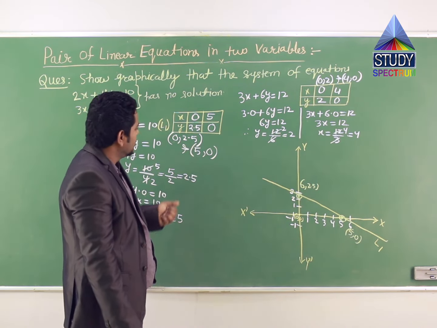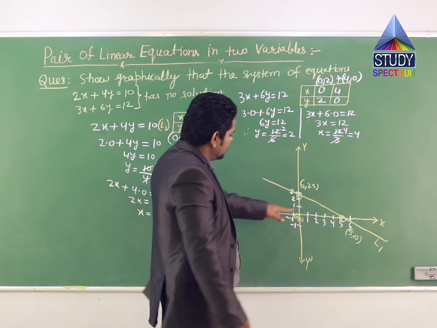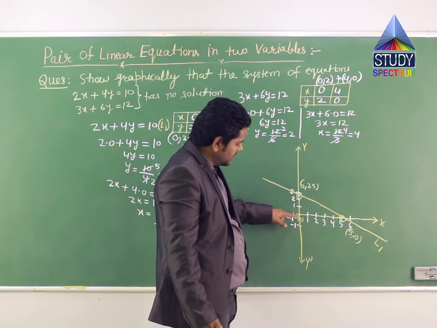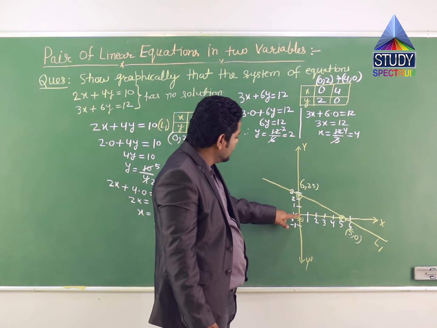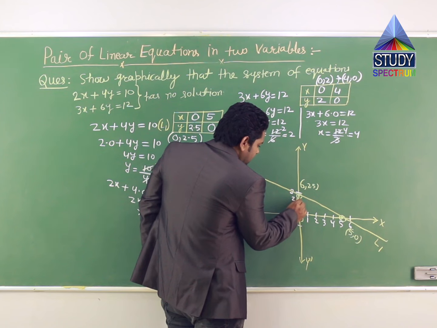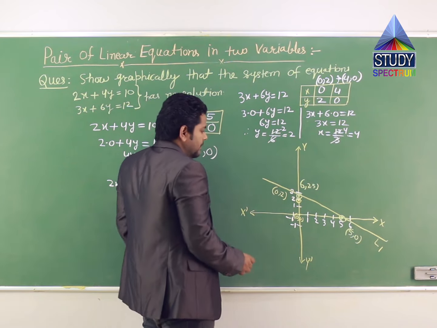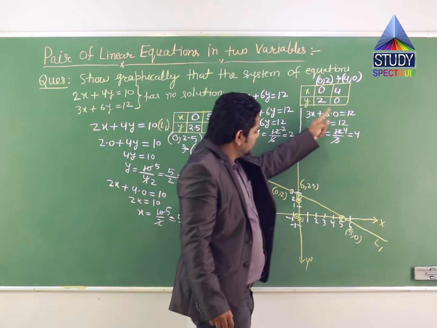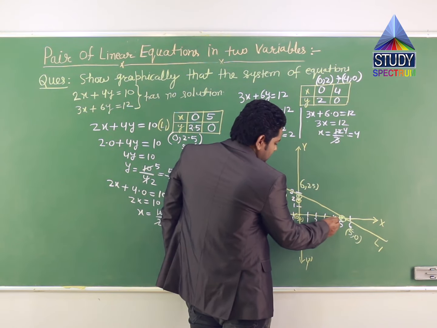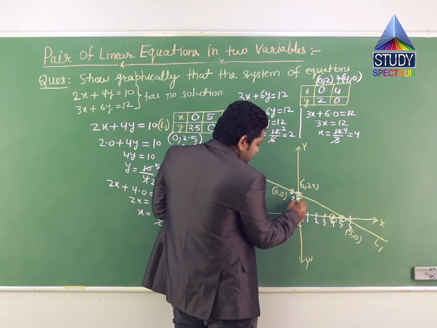Now come to the L2 line. The first point is 0, 2. We have not moved any units in the x direction, so we are still here, and 2 units in the y direction, so 1, 2. So this particular point is 0, 2. Now the second point is 4, 0. 1, 2, 3, 4, and in y we have not moved, so this is 4, 0. So join them.